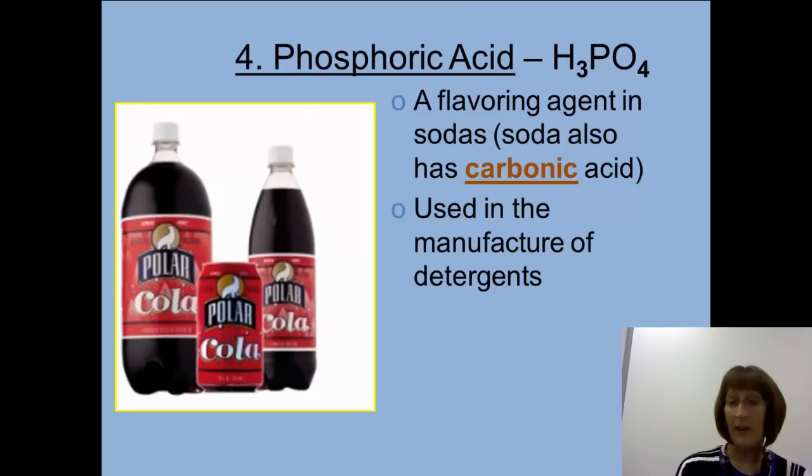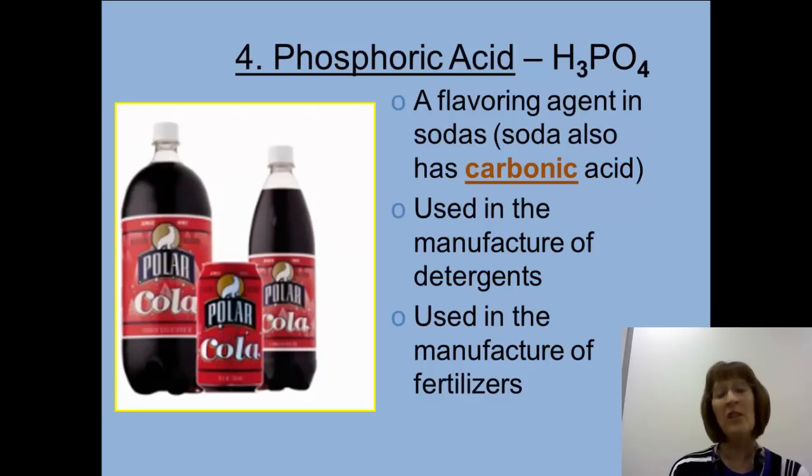It's used in manufacturing detergents, like dishwashing soaps and clothes washing soap. It's used in the manufacture of fertilizer. So there were three that we just used to make fertilizer: phosphoric acid, sulfuric acid, and nitric acid. Fertilizer, it's no wonder that they can build bombs with fertilizers.